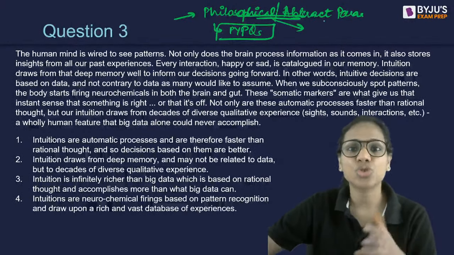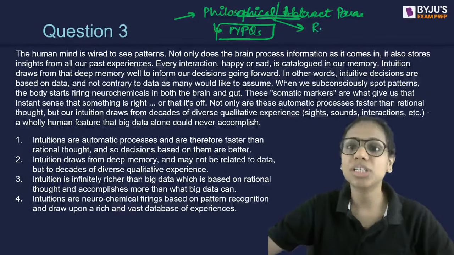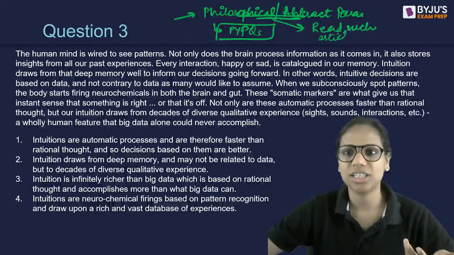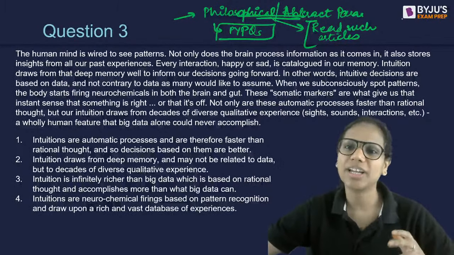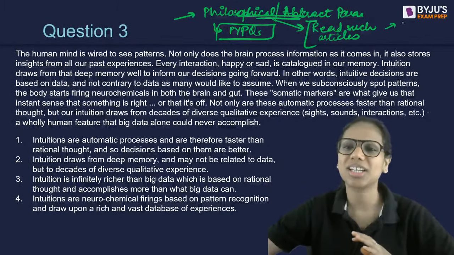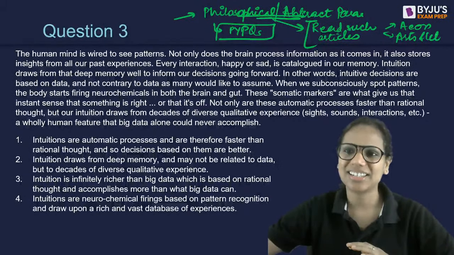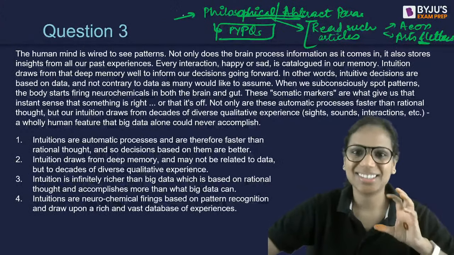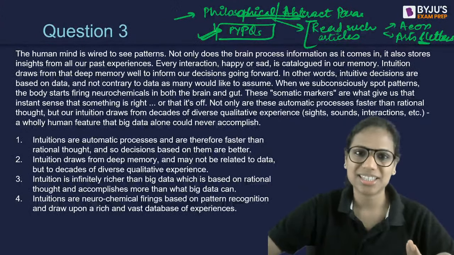The other way to address this problem is that you read such passages actively. You read such philosophical, abstract articles actively. You will find them in ample number in all the sources that I keep suggesting to you, Aeon, Arts and Letters, etc. So start reading such stuff and they'll become easier gradually, and start solving such questions.